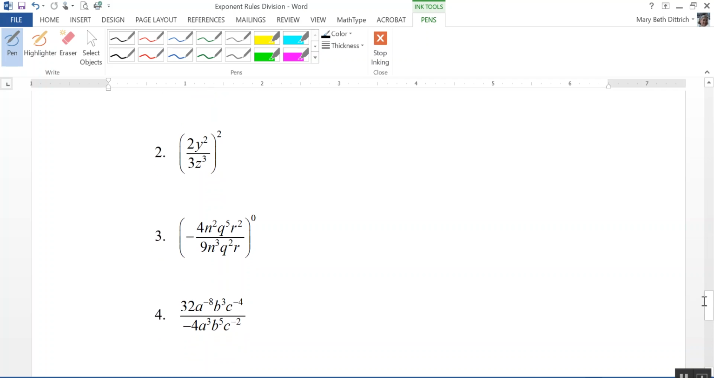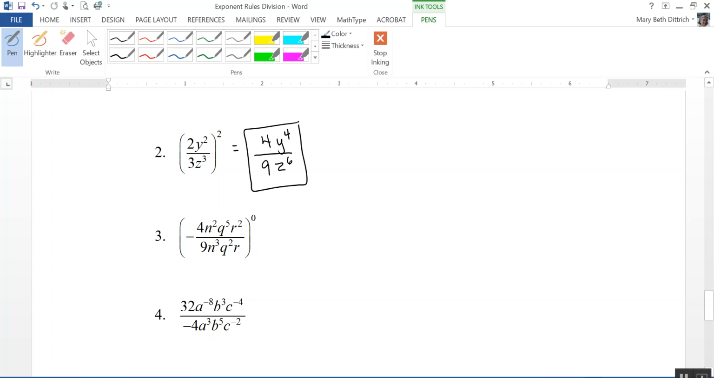Next example, 2y squared divided by 3z to the 3rd, the whole thing squared. So I'm going to square each term in the numerator, so that 2 squared is 4. Y squared squared is y to the 4th. And now the denominator, 3 squared is 9, and z to the 3rd power squared is z to the 6th.